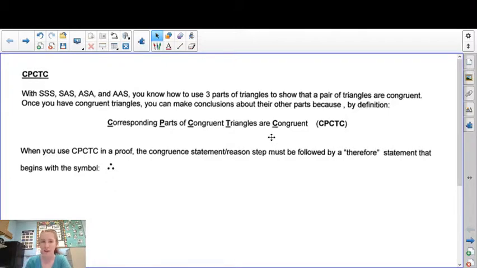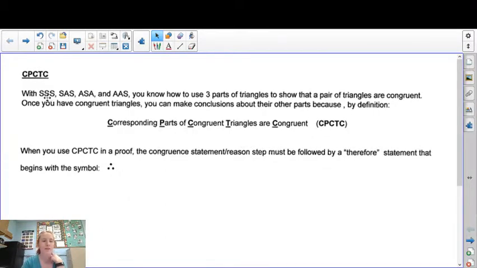So we're going to go ahead and go through our last idea, which is called CPCTC. Whew, that's a mouthful. What does this stand for? Corresponding parts of congruent triangles are congruent. So this will be used to show that other pieces of a triangle are congruent by first using side-side-side, side-angle-side, angle-side-angle, and angle-angle-side.